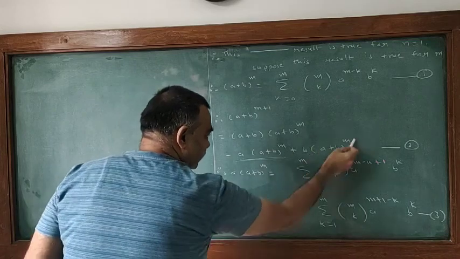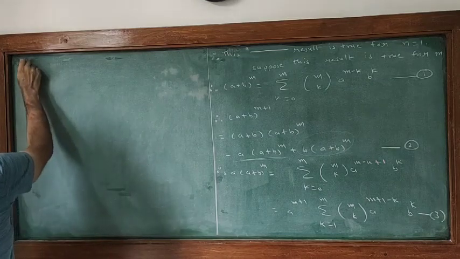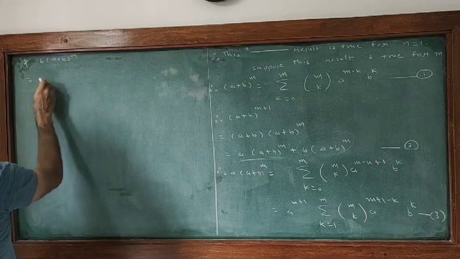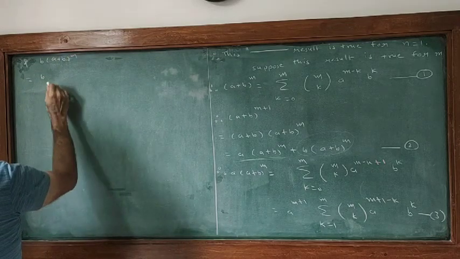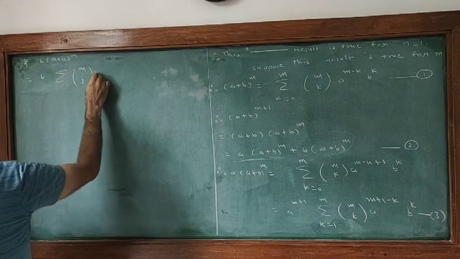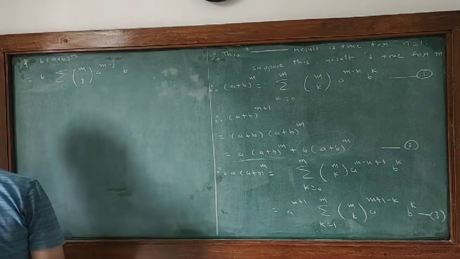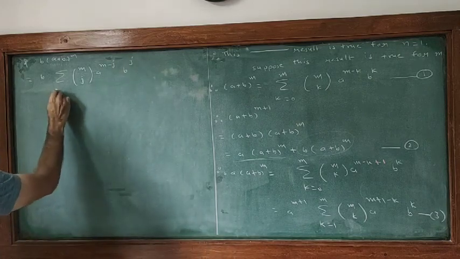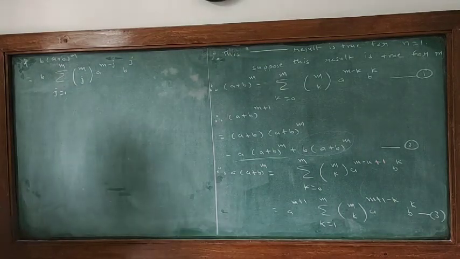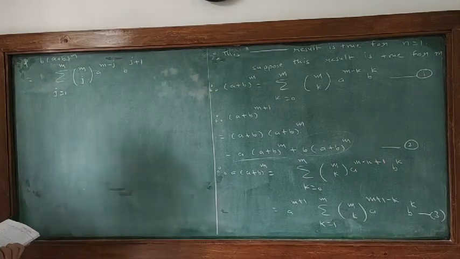Now we want to find the expansion of this term, and therefore b into a plus b raised to m is equal to b sigma mCj a raised to m minus j b raised to j, j is running from 0 to m. Now if we keep this b inside, then it will be j plus 1. I think you understand.